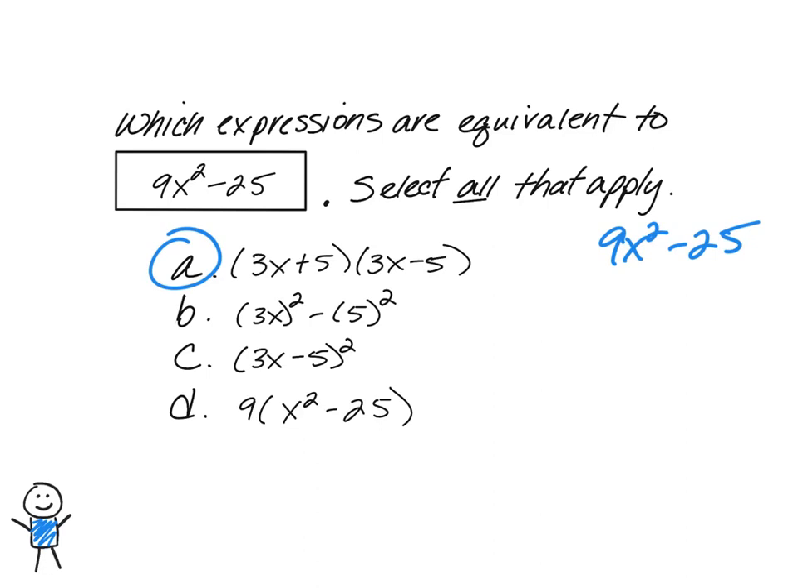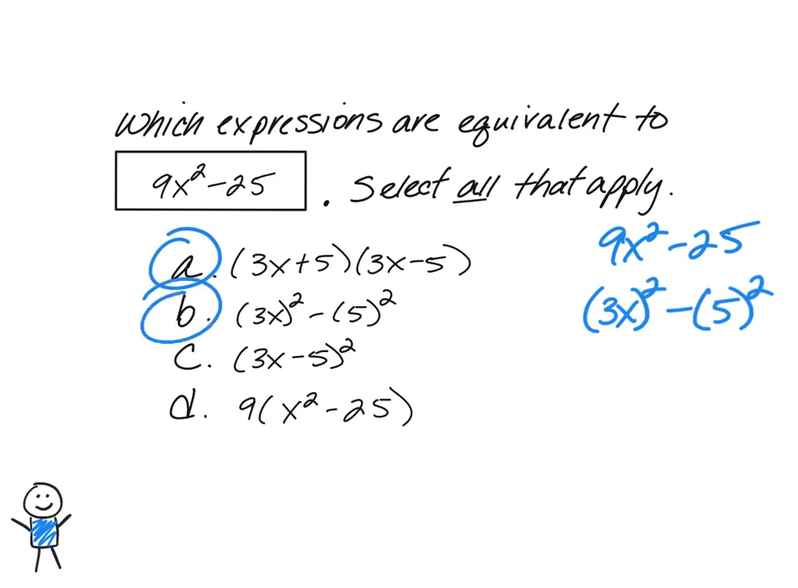I also recognize that if this is the difference of two squares, then it can be written like this. The square root of 9x squared is 3x, squared, and it's the difference of 5 squared. These two functions have the same value, the same meaning, the same graph, the same table of values if you were to plot them. So they are equivalent functions just written in different forms.